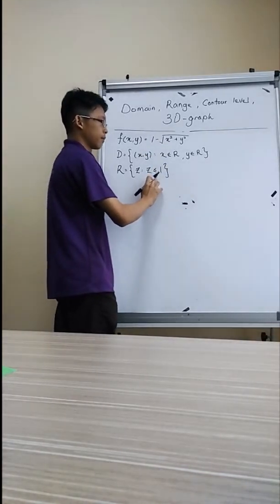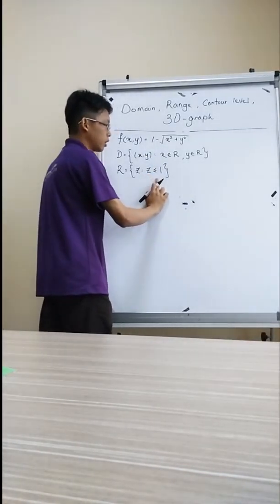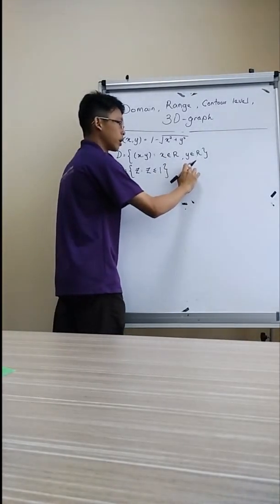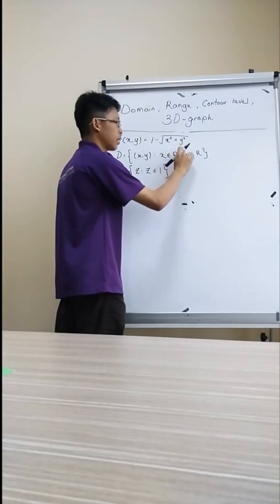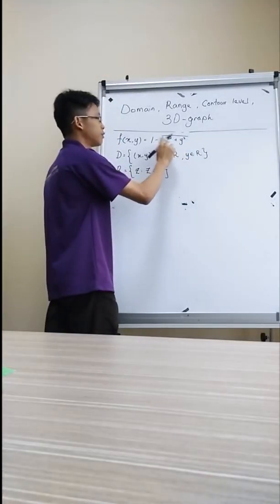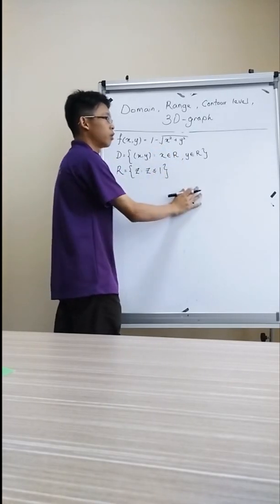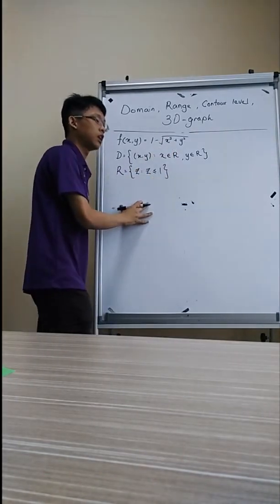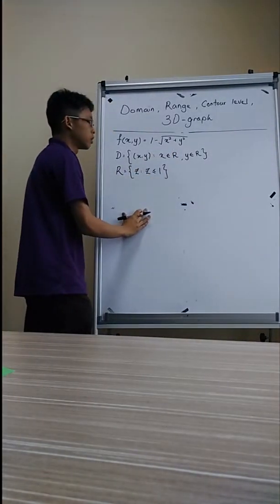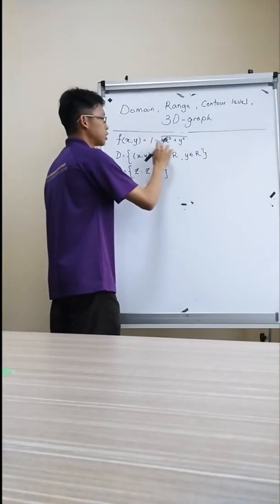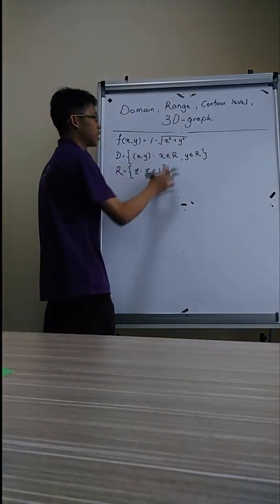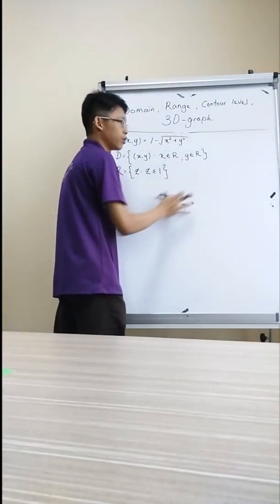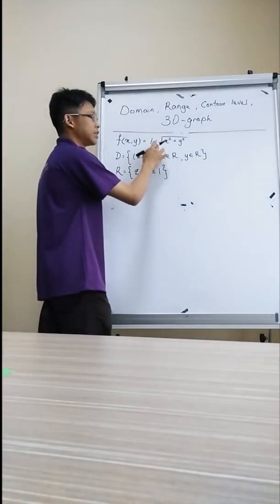But how come it is less than or equal to 1? So let x equal 1, y equal 1. So 1 squared plus 1 squared will give us 2. The square root of 2, if we key it into the calculator, will give a decimal value. So 1 minus the square root of 2 will give us a negative value. So that means any x and y values will give us less than or equal to 1.